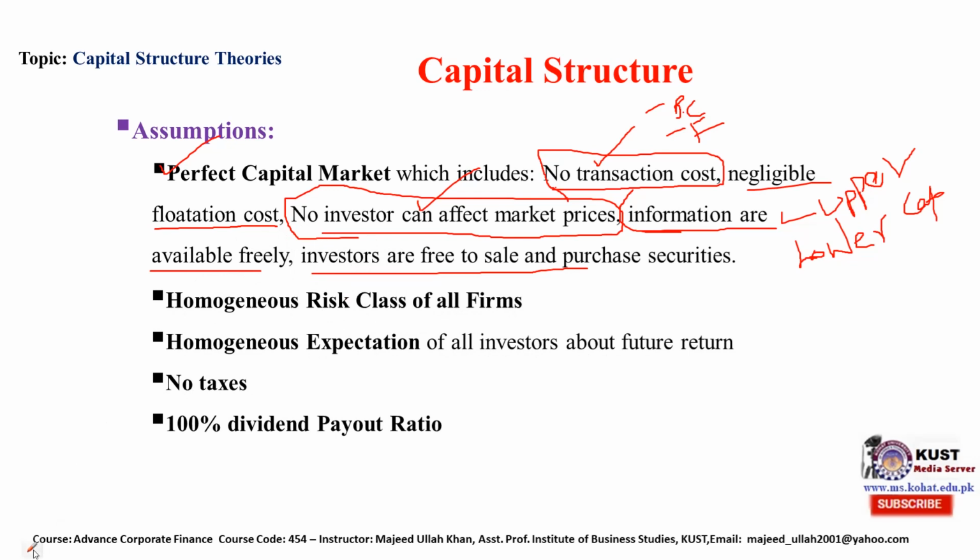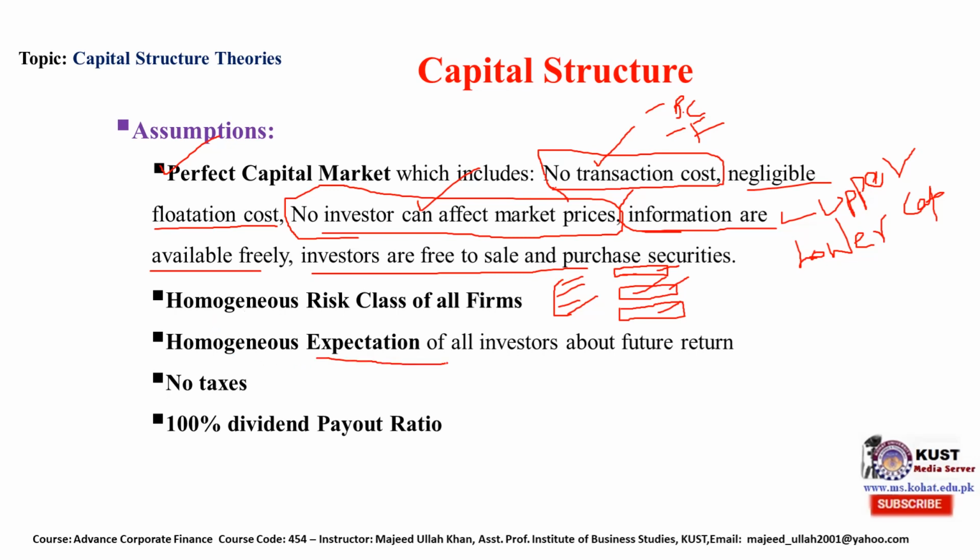Homogeneous risk to all firms. Homogeneous risk means that in the cement industry all firms will face the same risk. In the banking industry, all firms will face the same risk. So if anybody wants to invest in the cement industry, there will be a separate risk class. If anybody wants to invest in chemical, then a separate risk class, and in banking a separate risk class. But within each industry, banking, chemical, cement, there will be a homogeneous risk class for these firms. Means if there is a flood, it will affect all companies. If there is any inflation, it affects all companies. If there is a shortage of any input, it will affect all firms. This is the homogeneous risk class of all firms.